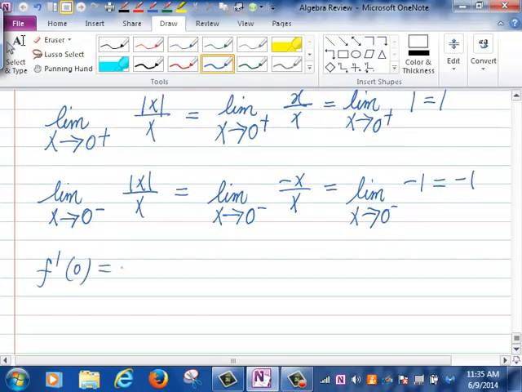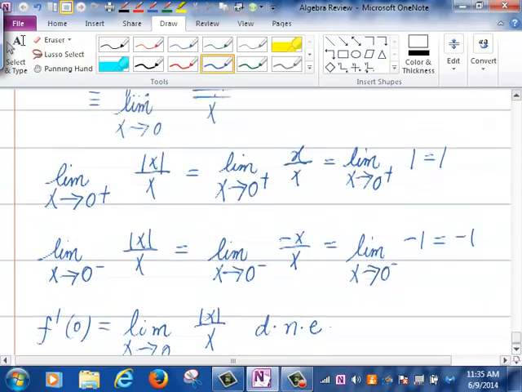So we know that f prime of 0 is given by the limit as x goes to 0 of absolute value of x over x, and we know that this limit does not exist because the left-hand limit and the right-hand limit at 0 are different, right? So the derivative at 0 doesn't exist, and at 0, what do we have?